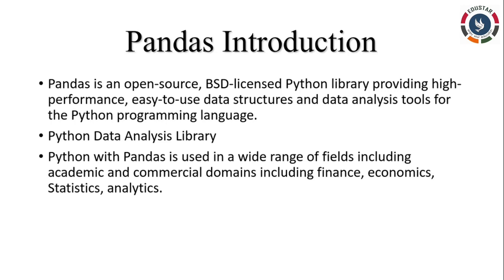The third library is pandas. Pandas is used if you want to analyze data. This is open source software, which means it is available on the net and we can use it without paying. That is why we say it is open source. It is a BSD licensed Python library, providing high performance, easy to use data structures and data analysis.